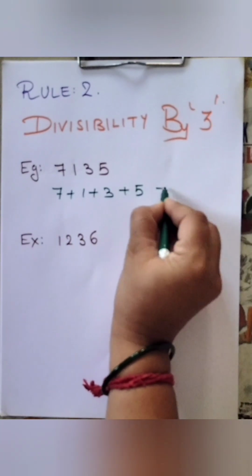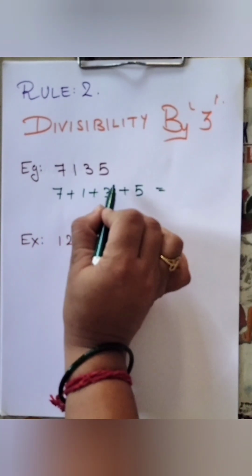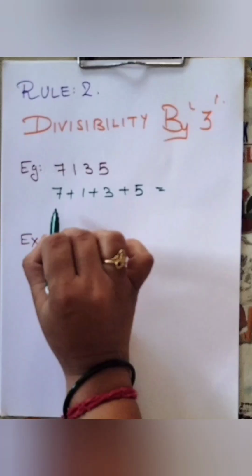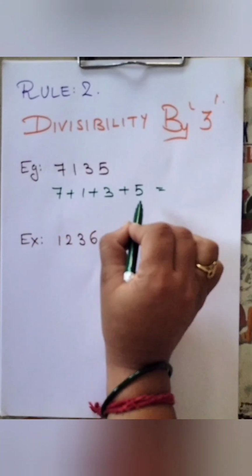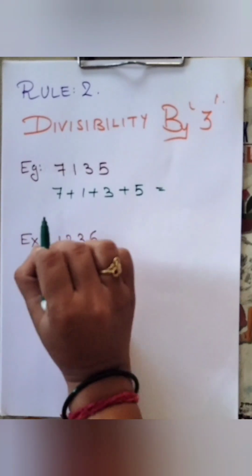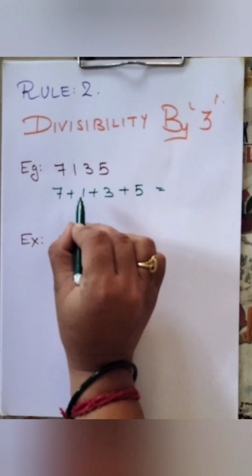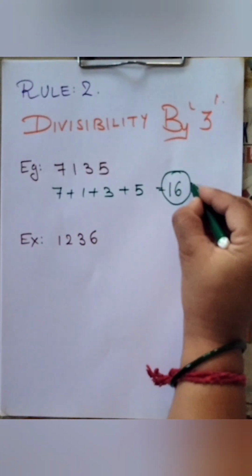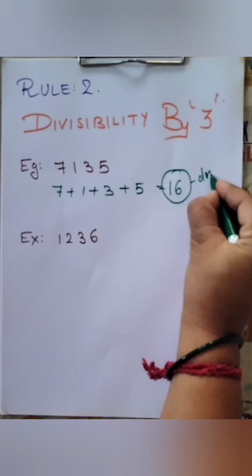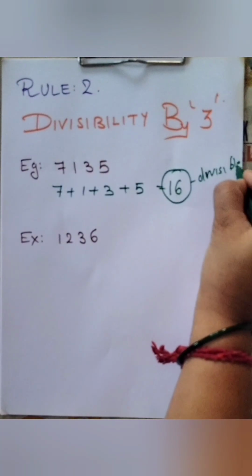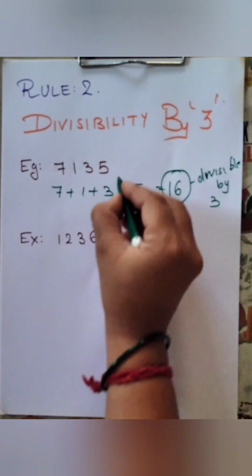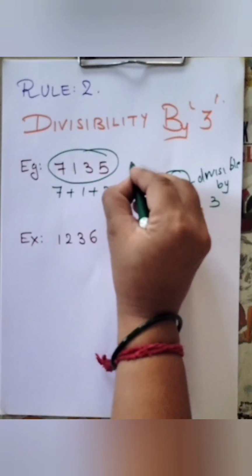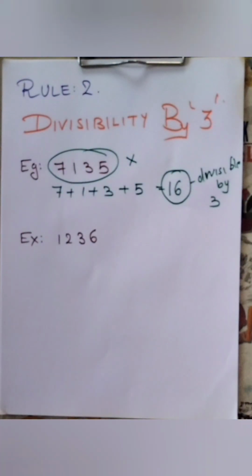In this case, see here, 7135. I am adding 7 plus 1 plus 3 plus 5. Let's calculate the total: 10 plus 1 is 11, plus 5 is 16. This sum is not divisible by 3, which implies this whole number is not divisible by 3.